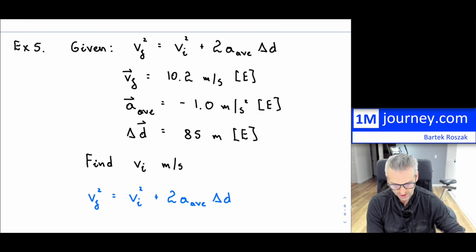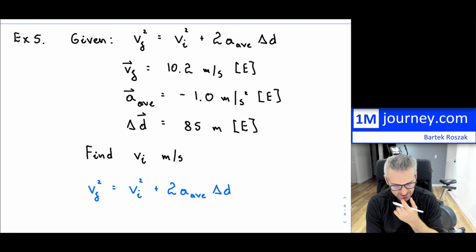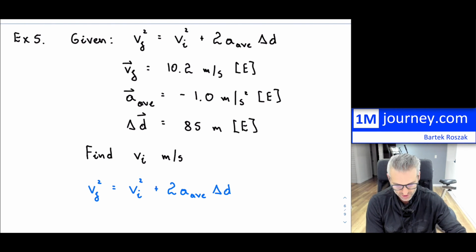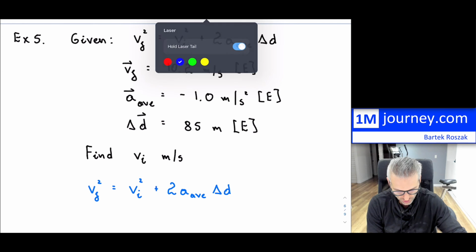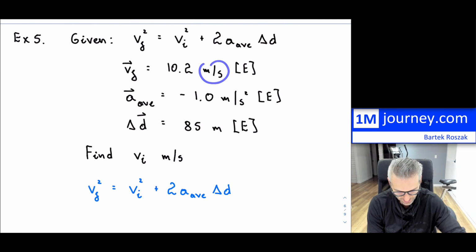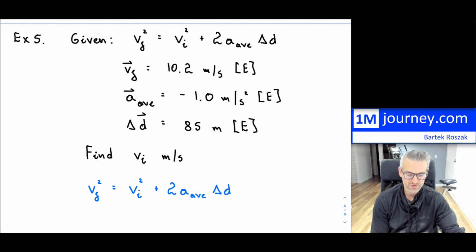So let's take a look. Let's substitute this back in here and see what happens. First of all, in terms of units, notice meters per second squared, meters. And this one says find your initial velocity in meters per second. So everything actually lines up pretty well.